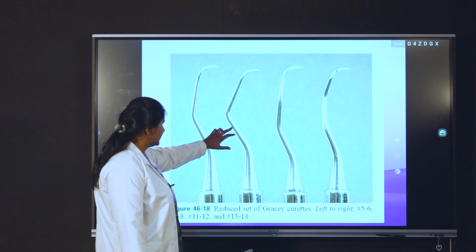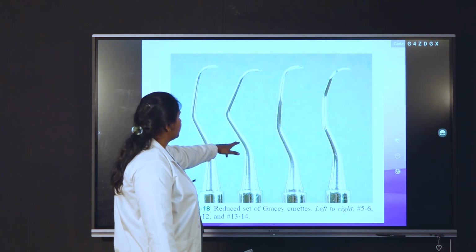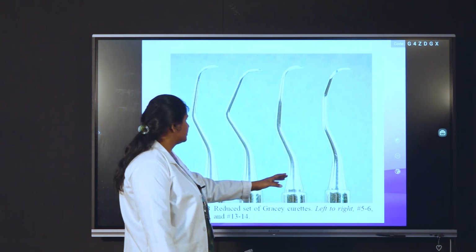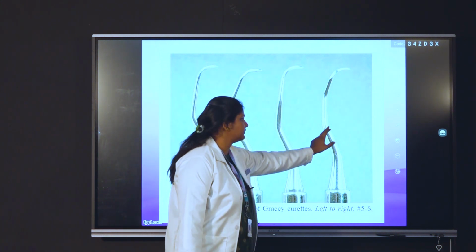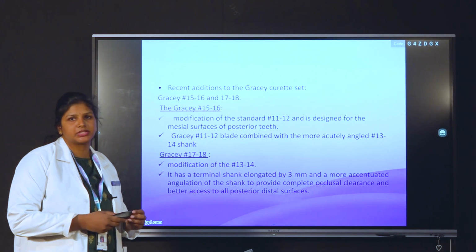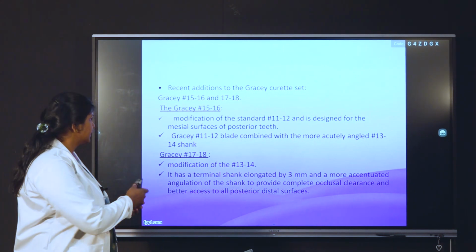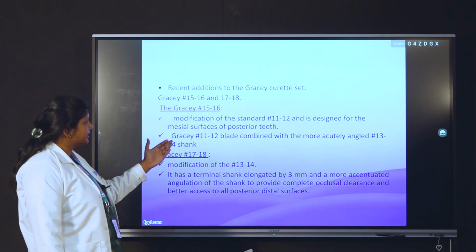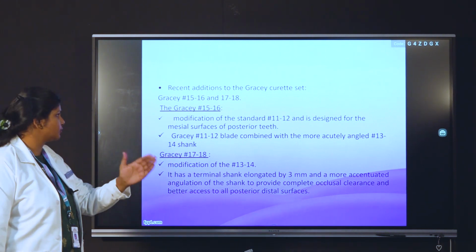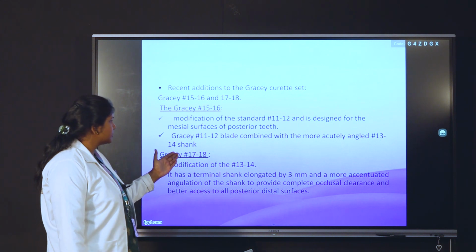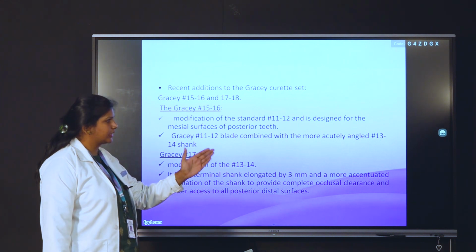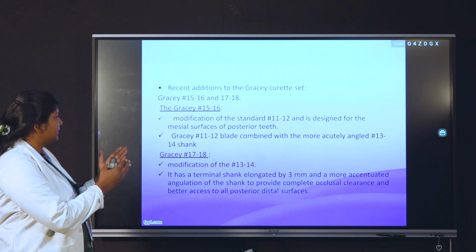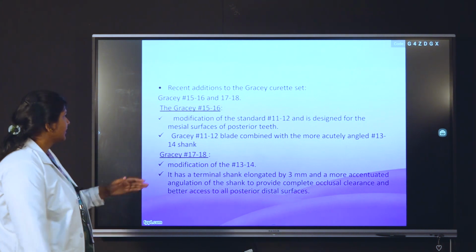7 and 8 are used for the premolars, and these two are used in the posterior tooth. That is why the shank is a bit curved. So we have recent additions for the Gracey curettes, that is 15, 16 and 17, 18. 15, 16 is the modification of 11 and 12. In this, the 11 and 12 blade is combined more acutely with the 13 and 14 shank.